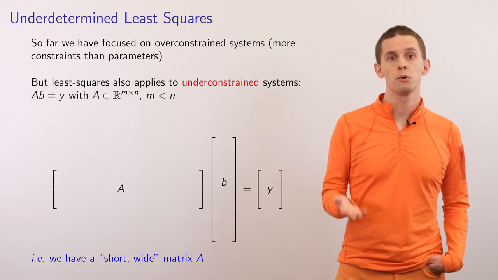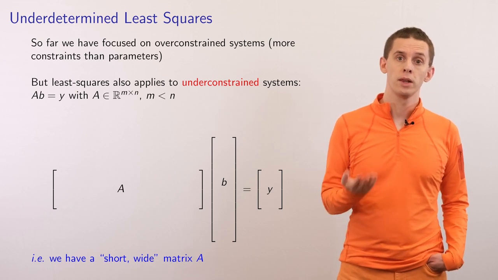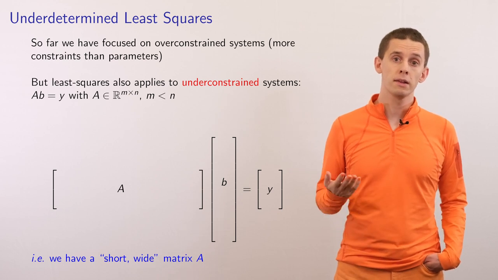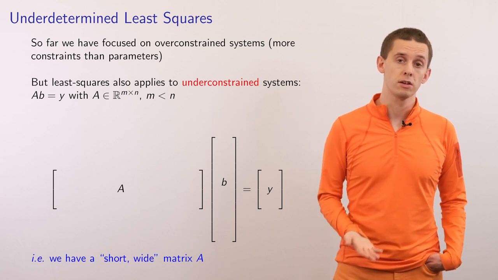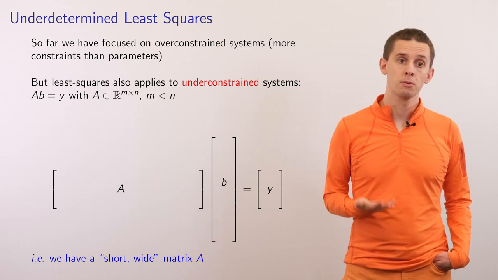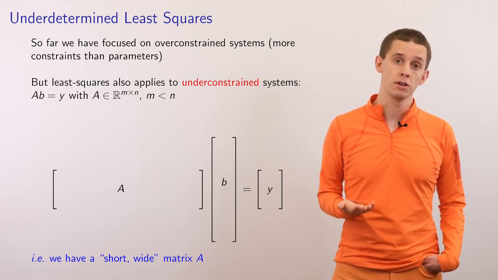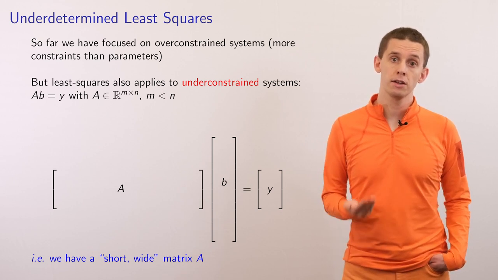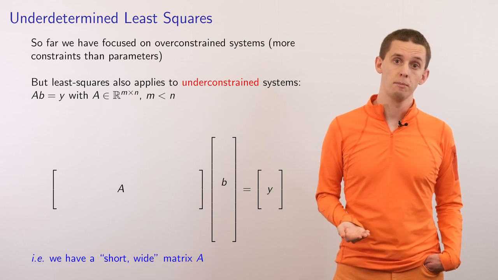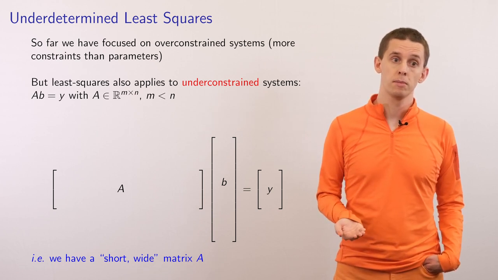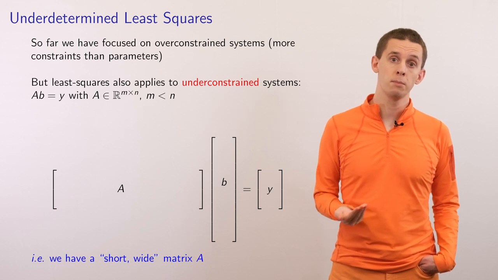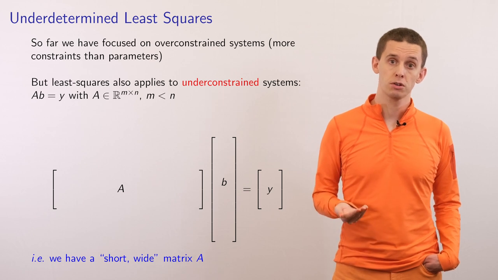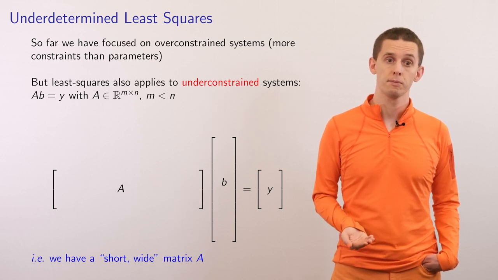So far, we focused on over-constrained systems, where there are more constraints from data than we have parameters in our model. But we can actually apply the least squares methods to under-constrained systems as well. Suppose now that we're looking at an under-constrained system, Ab = y, and here A is an m by n matrix, and in this case, m is less than n. So if we write out this system, then we end up with a short wide matrix A, a long parameter vector b, and a short vector of data y.